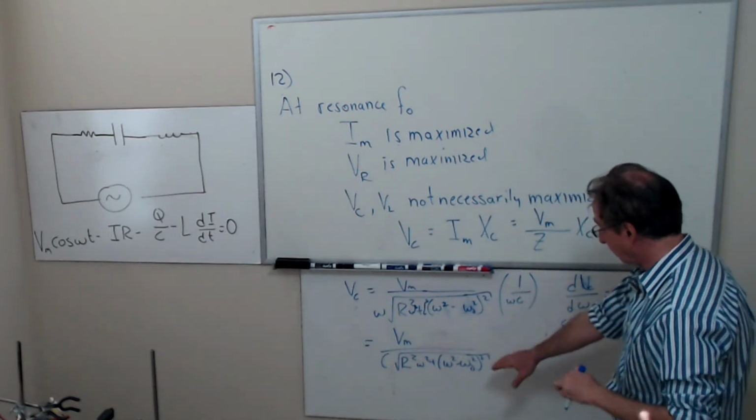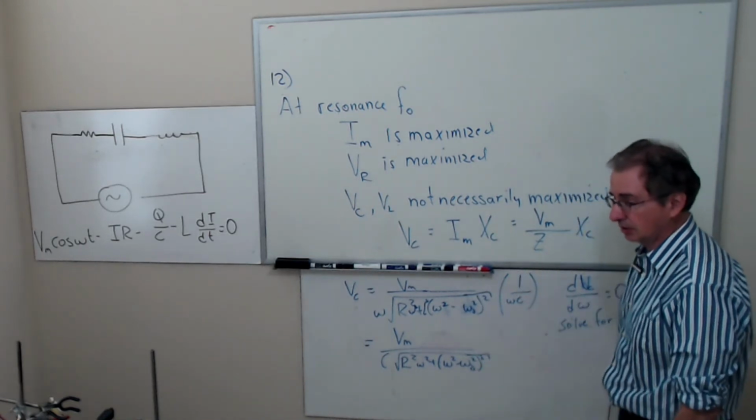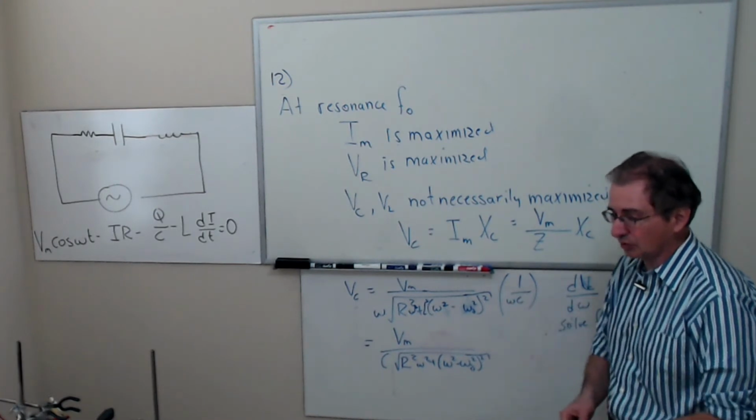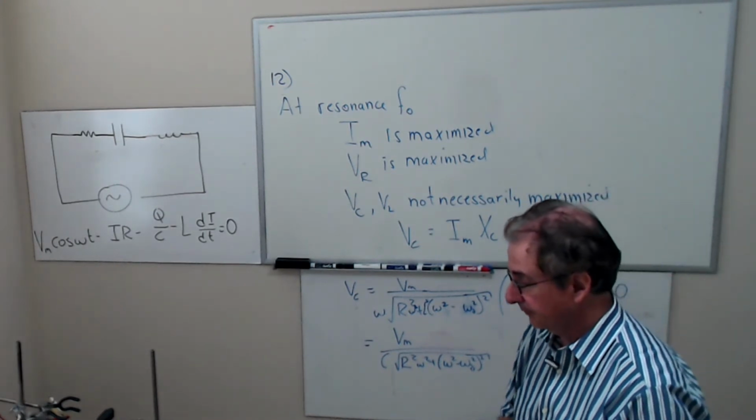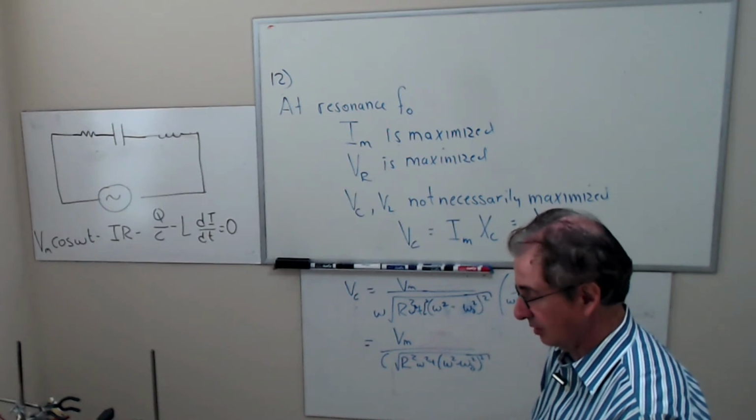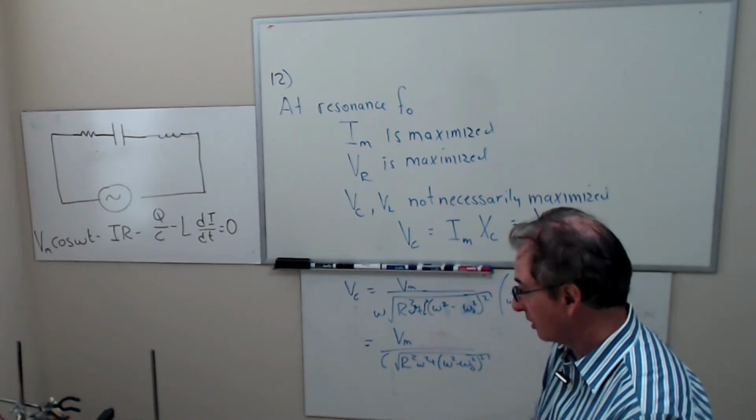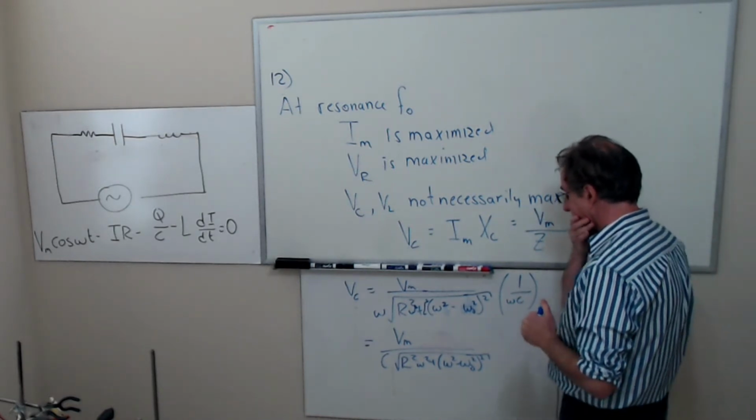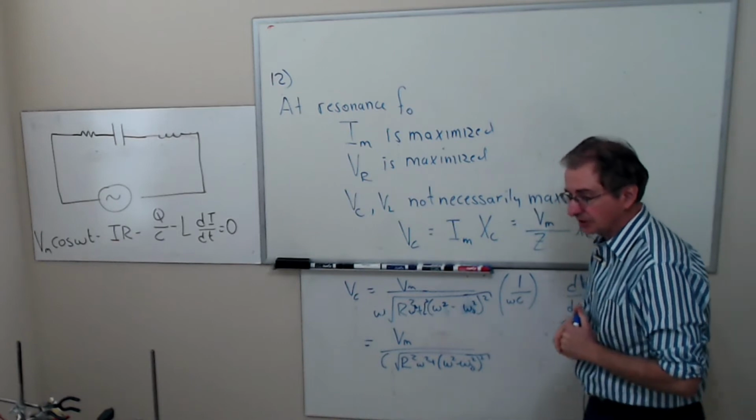Now when you take the derivative of this with respect to omega, this is a little bit easier. If you leave it in this form and take the derivative, it's going to be a lot more work. Does that make sense? Yeah. Okay.